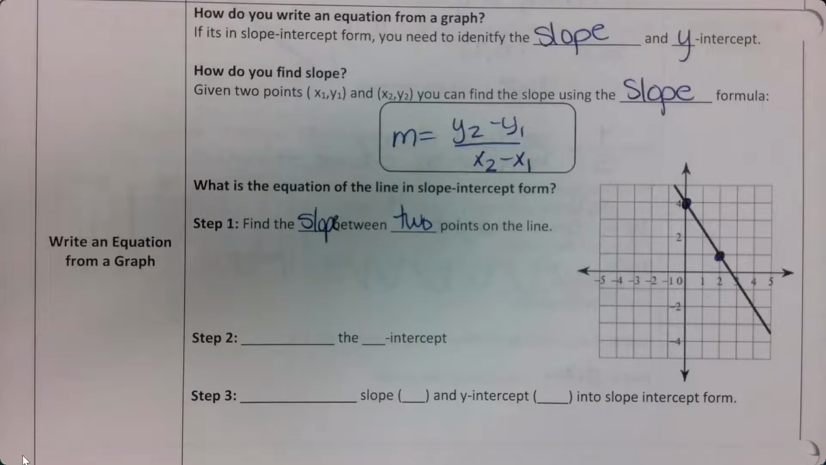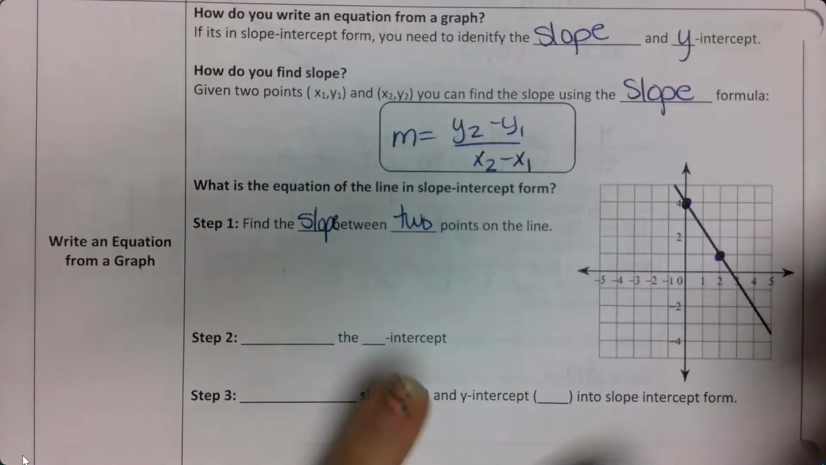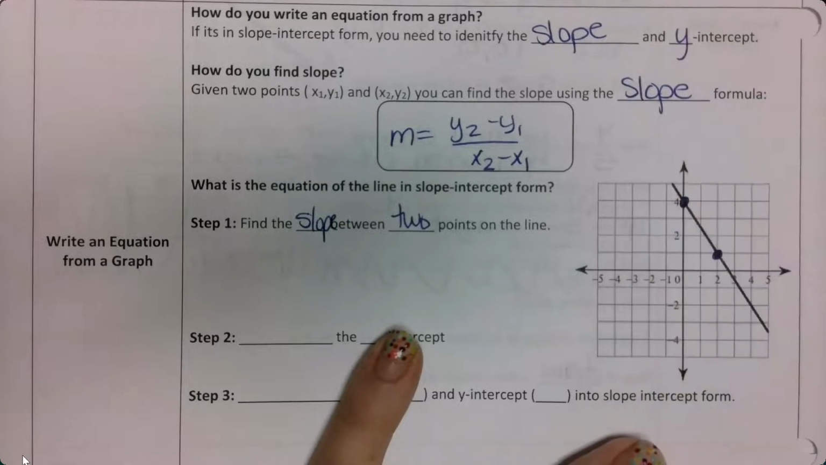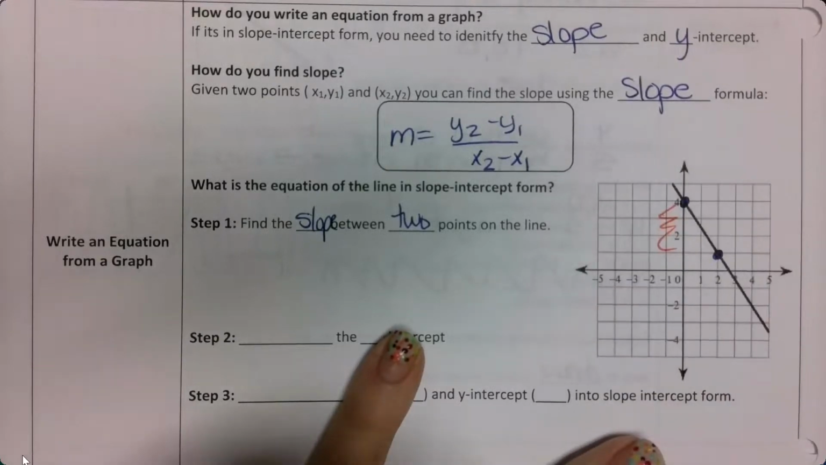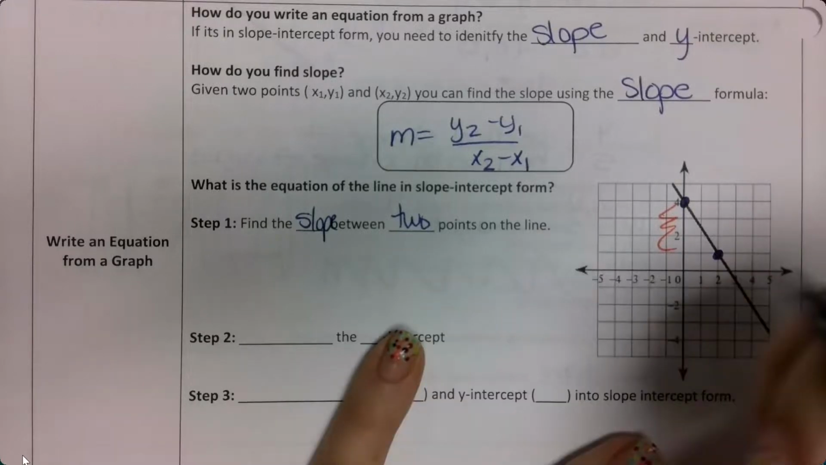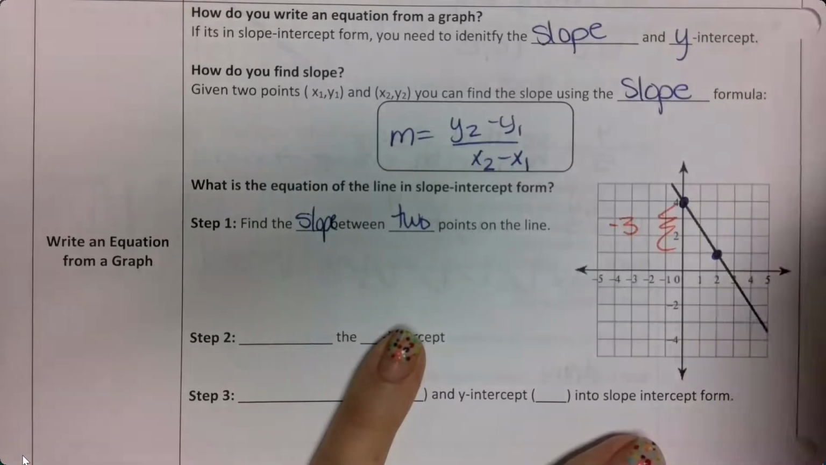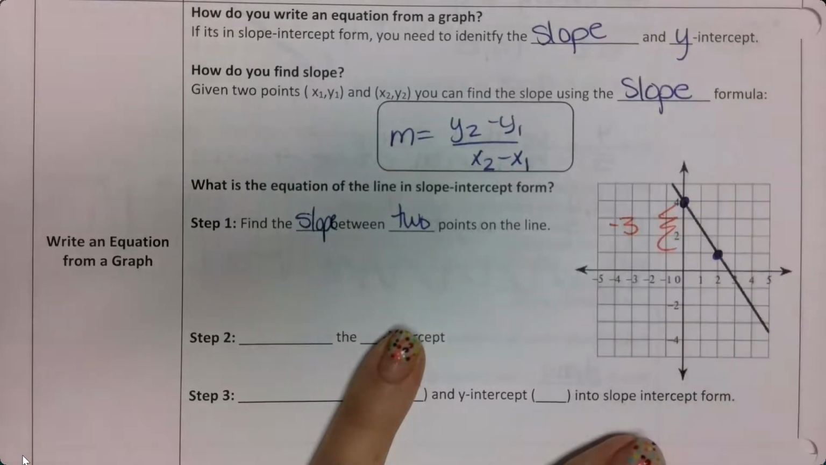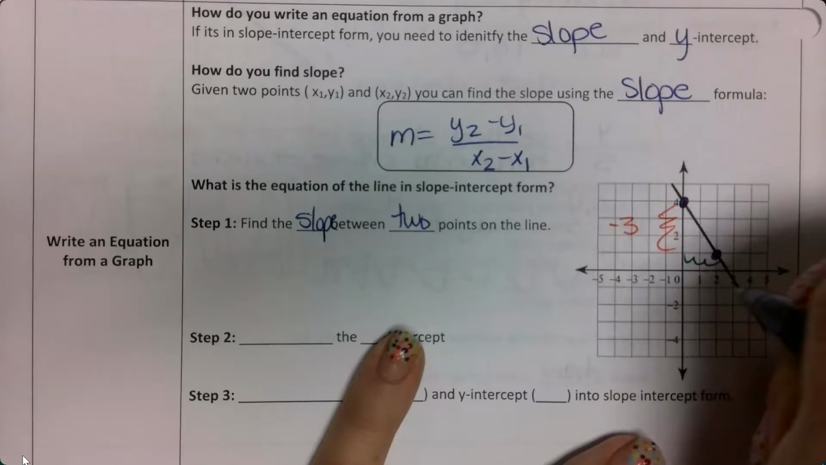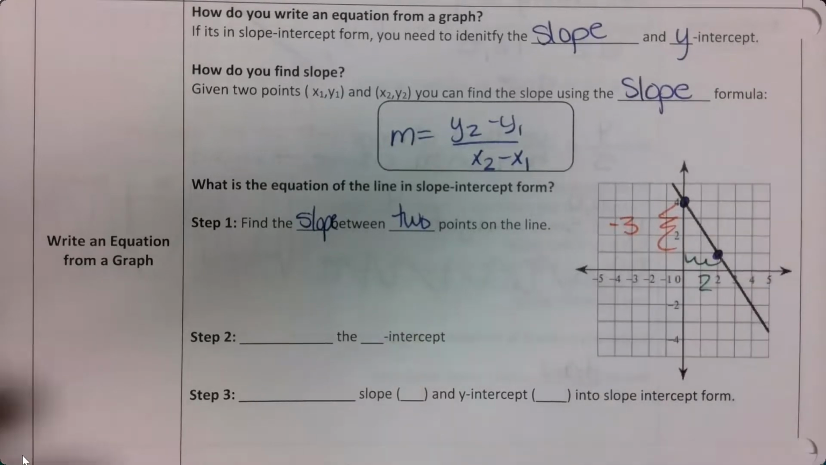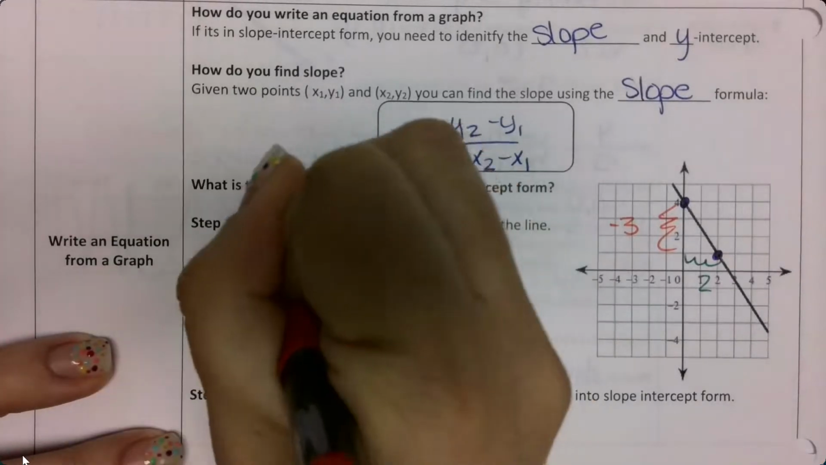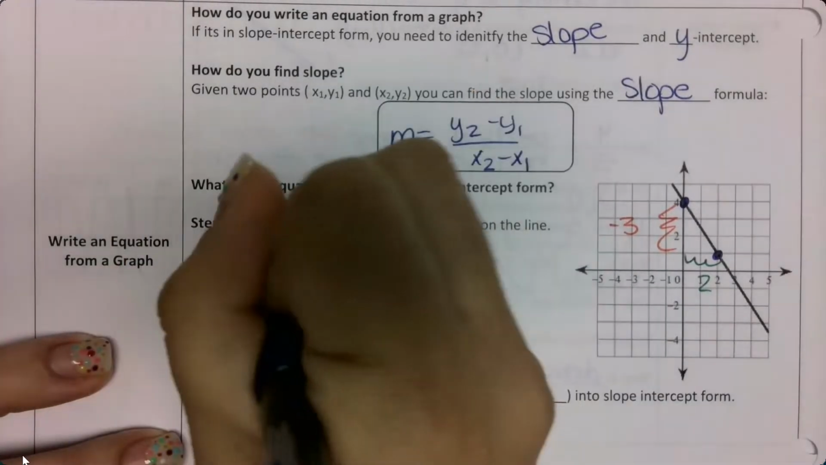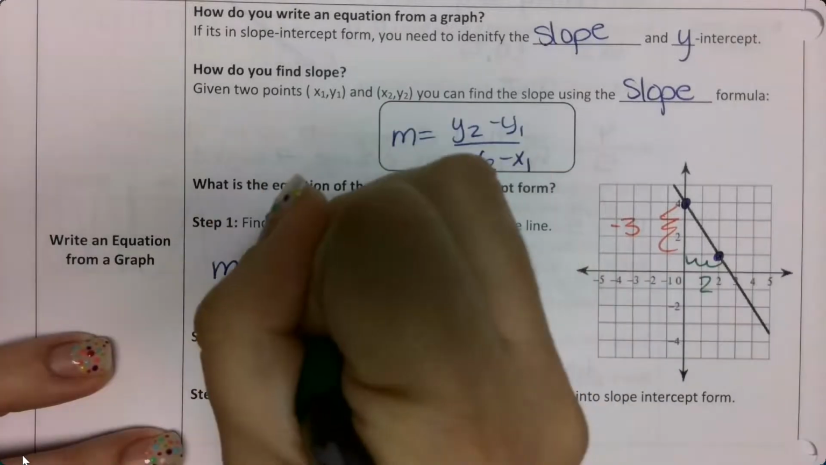Okay. So, what is my vertical change here? How many am I going down? 4. Count again. 3. Okay. And then how many am I going over? 2. So my slope is my rise, which is -3, over my run, which is 2.